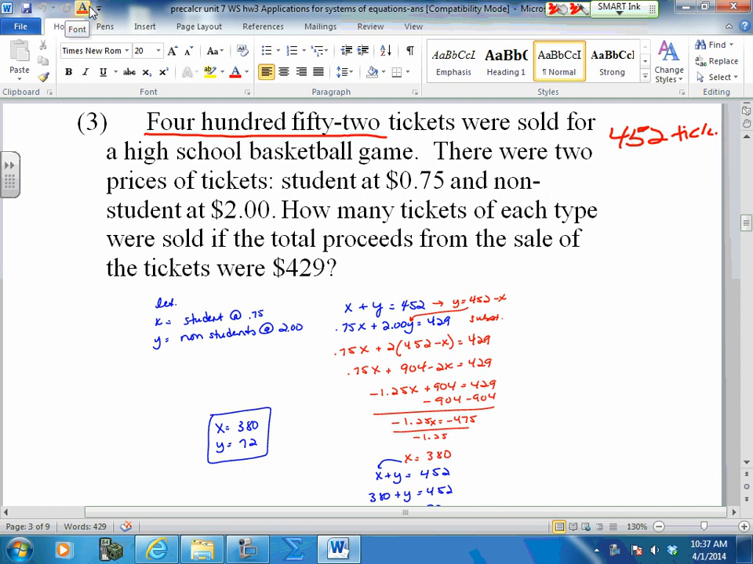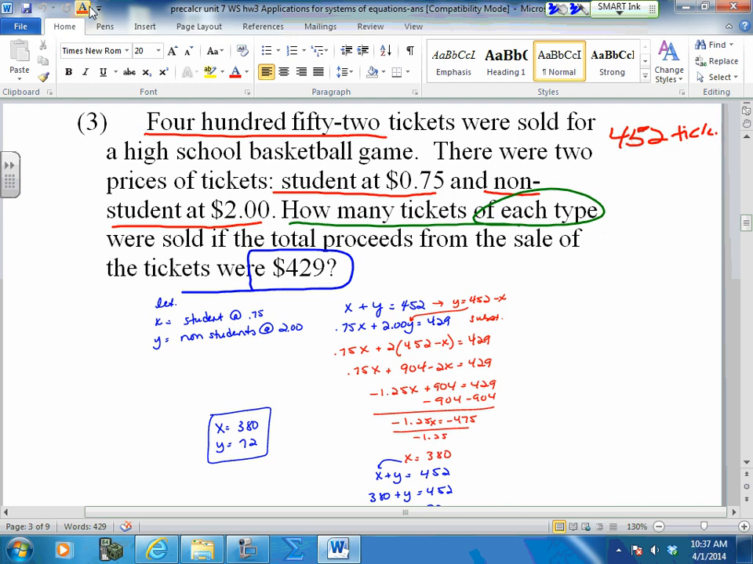There were 2 prices of tickets. So one price was a student at 75 cents, and the other price is a non-student at $2. Here's what they're asking. How many of each type were sold? And they're giving you another statement. The proceeds from selling those 2 came to $4.29.